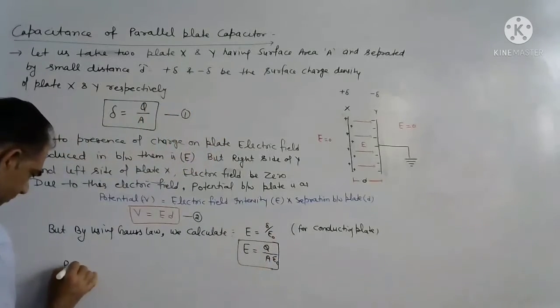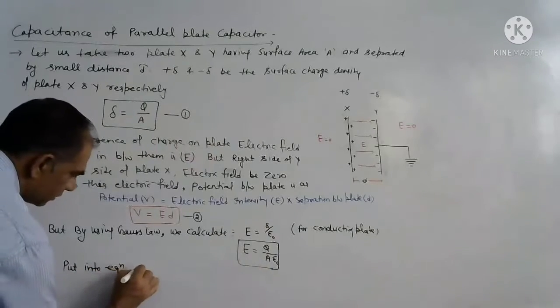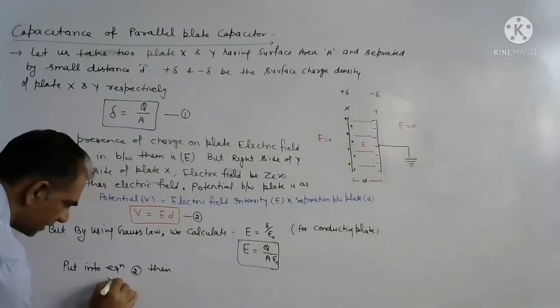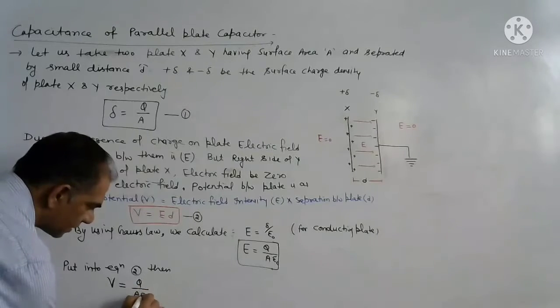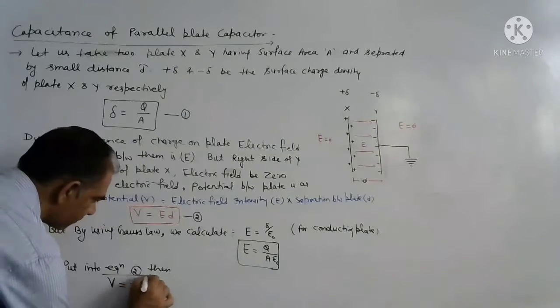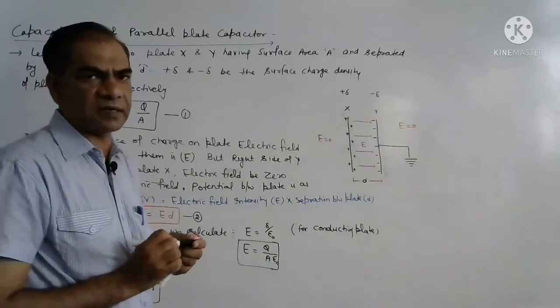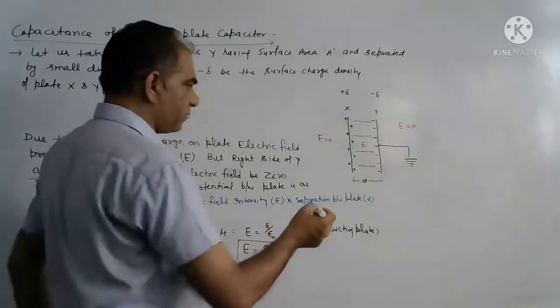Put this into equation second, then we get the value of electric potential V is equal to charge upon A epsilon naught into D. If we have calculated the value of electric potential, then we can easily find the value of capacitance.